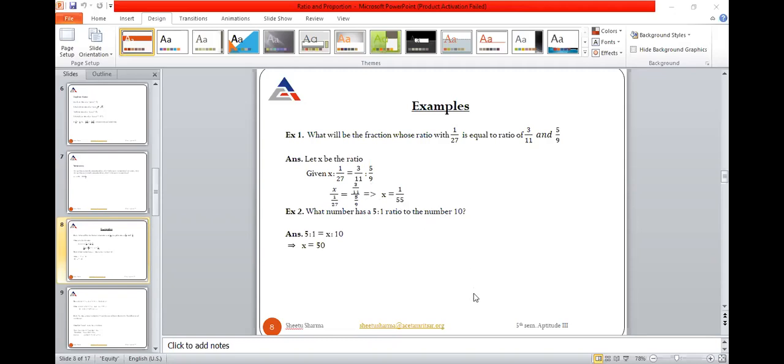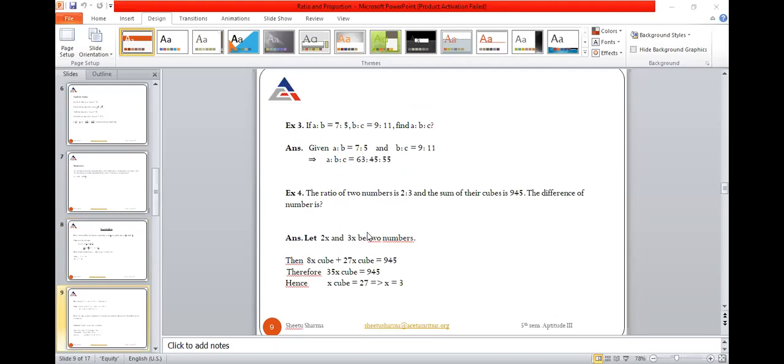Next question is, what number has a 5:1 ratio to the number 10? So we have to find the number with 10 whose ratio is 5:1. Let the number be x. So 5:1 will be equal to x is to 10. After solving this equation, we will get the value of x as 50.